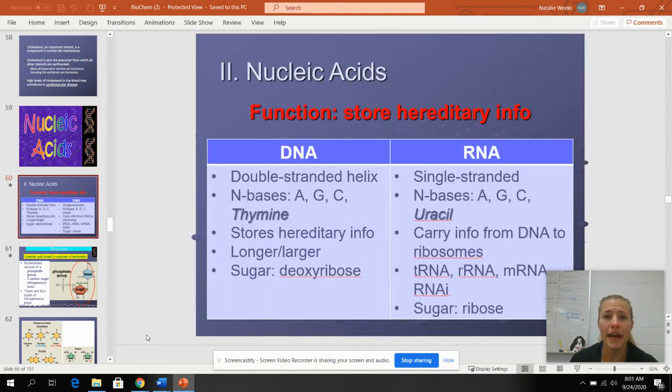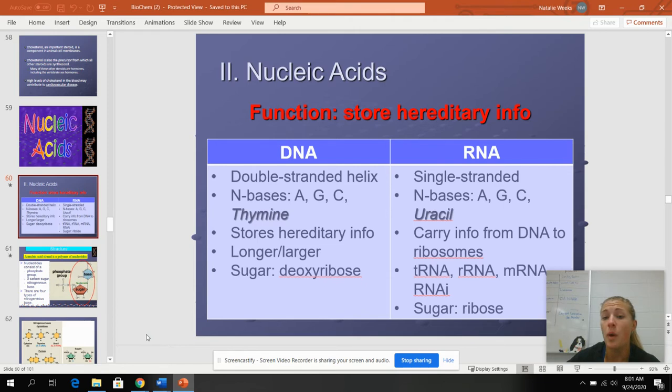So when we're looking at nucleic acids, their function is to store hereditary information. Okay, so purely genetic code. We have two main groups of them, DNA and RNA. So DNA is our double-stranded helix. We have A, G, C, and thymine: A, G, C, and T. Very, very large molecule, and part of a nucleic acid is actually a monosaccharide sugar called deoxyribose. Deoxy, D means without oxys, oxygen. So it's actually a ribose sugar that is missing an oxygen group.